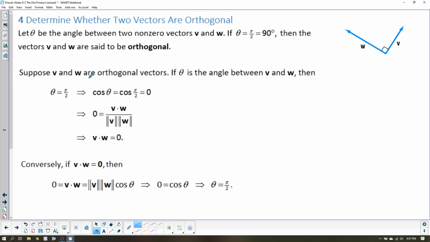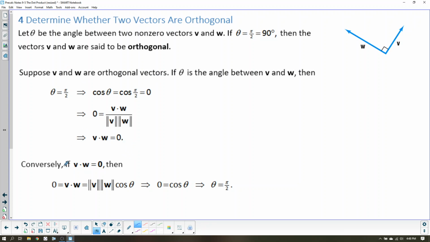Suppose that you have two orthogonal vectors, which means the angle between them is pi over 2. It's 90 degrees. Then we know that cosine of pi over 2 is 0. The x-coordinate for a point on the unit circle when you've rotated 90 degrees should be 0. But cosine theta is the same as this expression here. So that means that this expression is 0. If cosine theta is 0, this expression is 0. Well, we could multiply the denominator to the other side, but it's just going to wipe it out, which means the dot product of those two vectors is actually 0. So if you know two vectors are orthogonal, their dot product has to be 0.